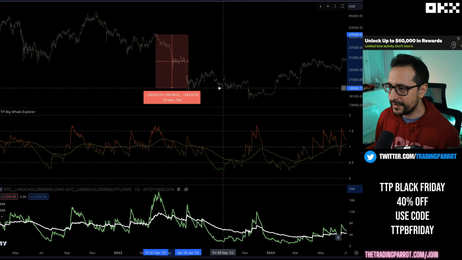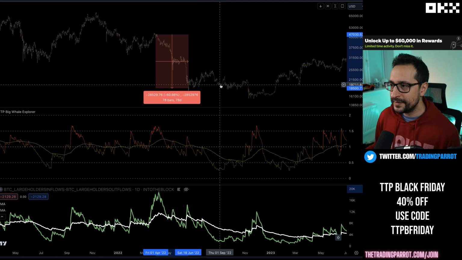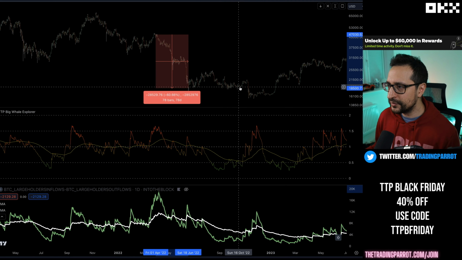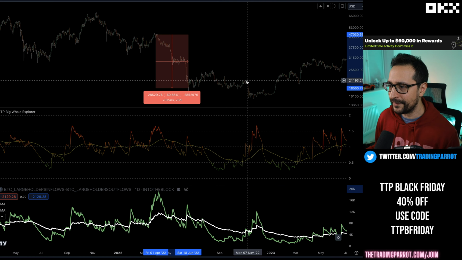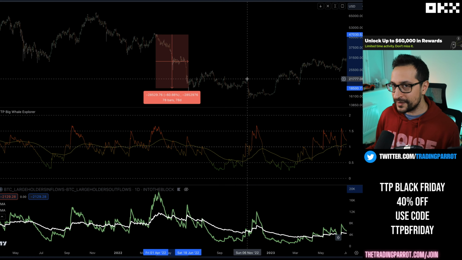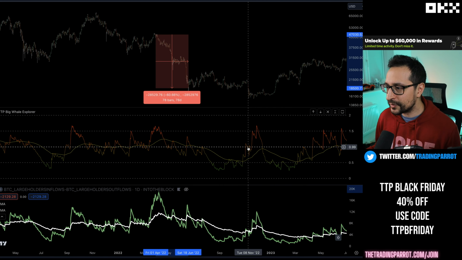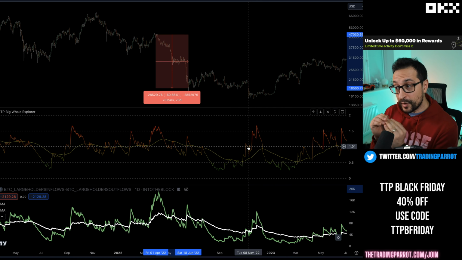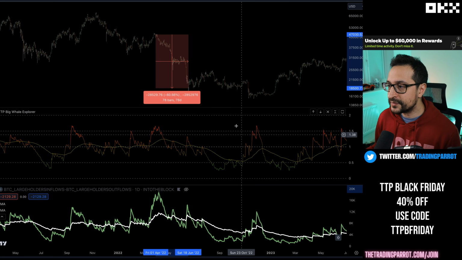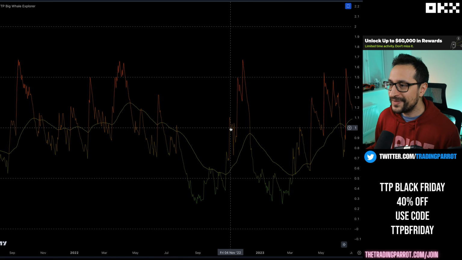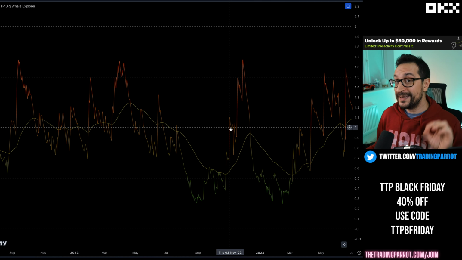In this area here, they started accumulating. The accumulation is very obvious throughout this period, and that took the price slightly higher. But you can see that as soon as we are at 21K, there's again selling. This is crossing the number 1. The number 1 in this oscillator is extremely important. It means that there are more whales depositing than whales withdrawing.